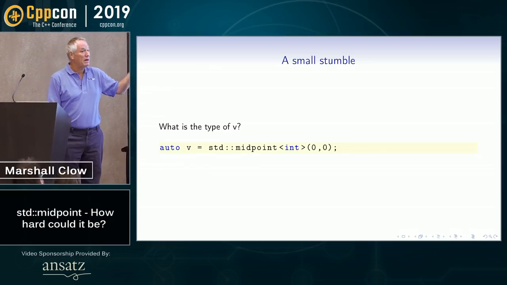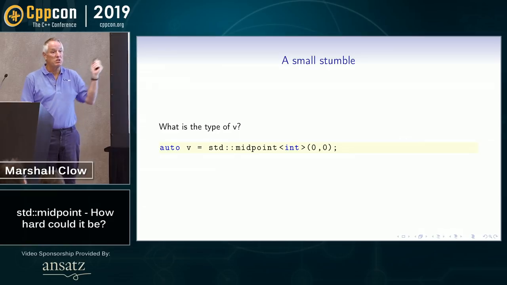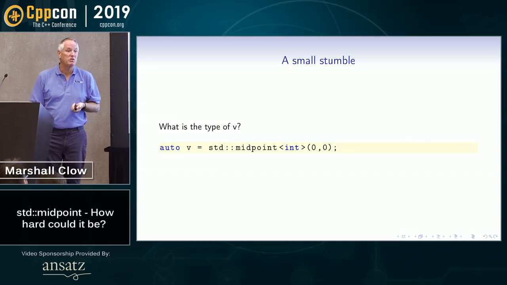Sorry, I should have repeated the question. The question was, why did my test fail? Shouldn't this have returned zero because it's zero all the way? And the answer is yes, it did return zero, but it returned the wrong type. It returned a null pointer, basically, an int pointer with the value zero.